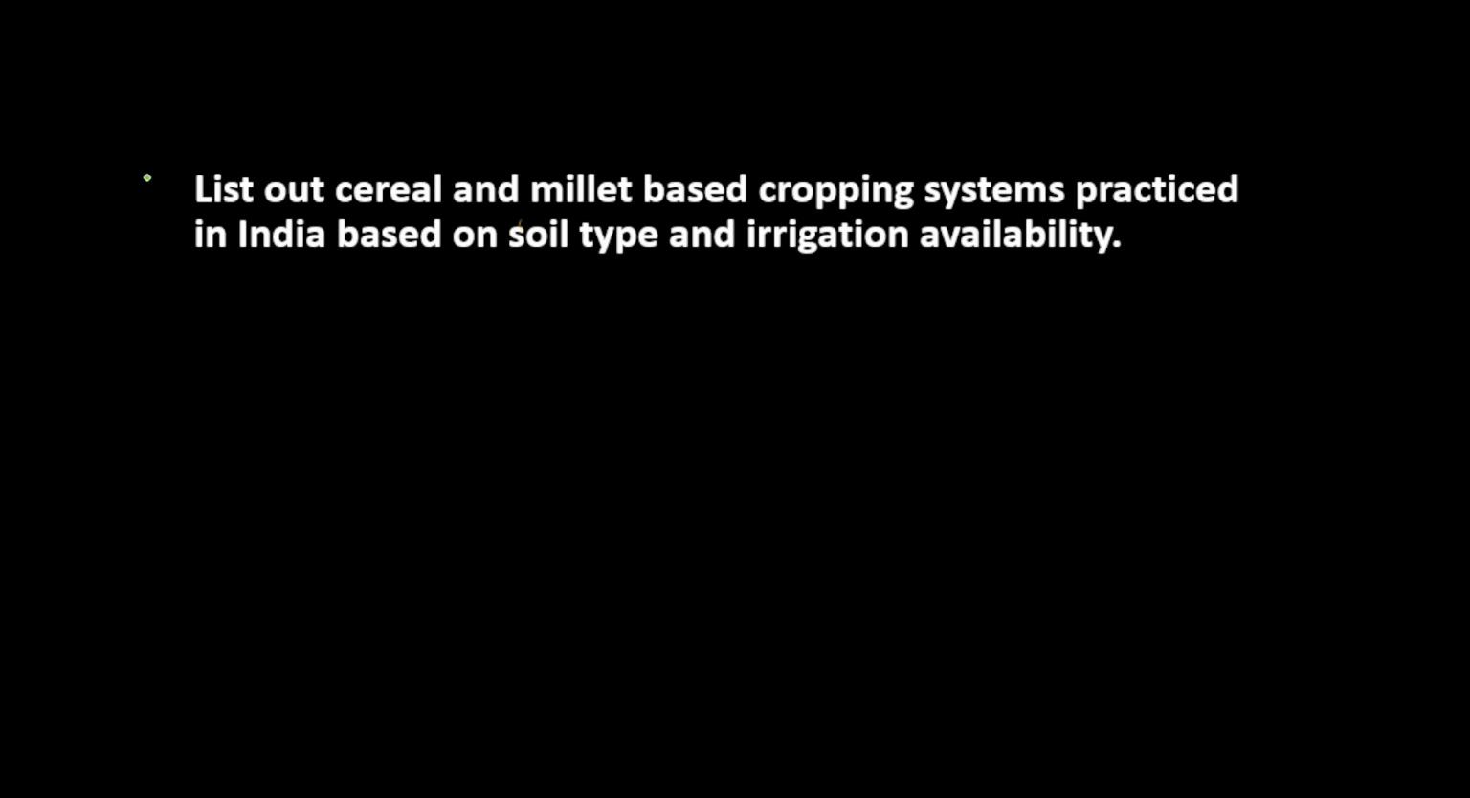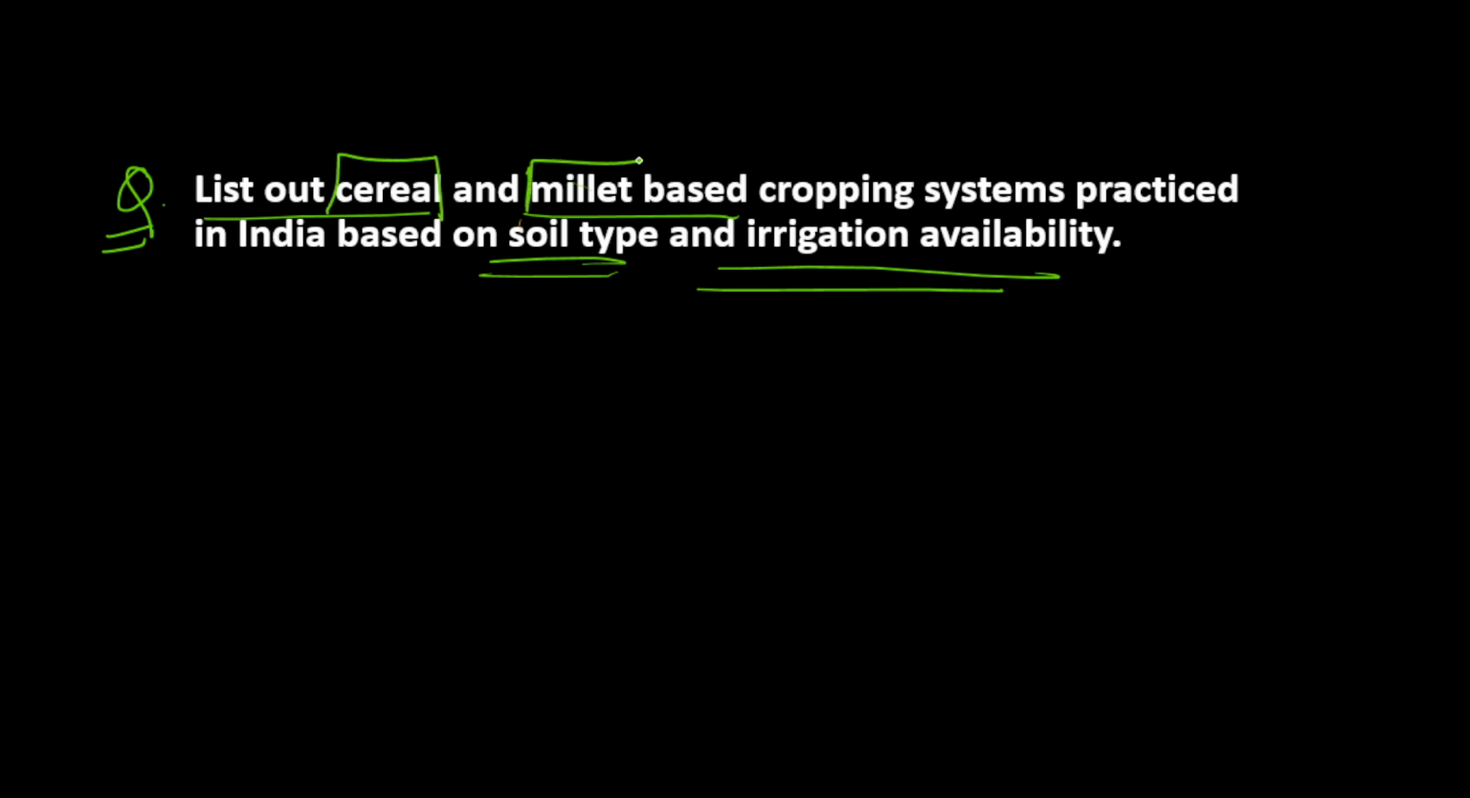So today we are going to discuss the next question of our agriculture optional answer writing practice series. The question for today is: list out cereal and millet based cropping systems practiced in India based on soil type and irrigation availability. So in this question we have to just list the various cropping systems, generally cereal based cropping systems and millet based cropping systems practiced in India based on soil type and irrigation availability.